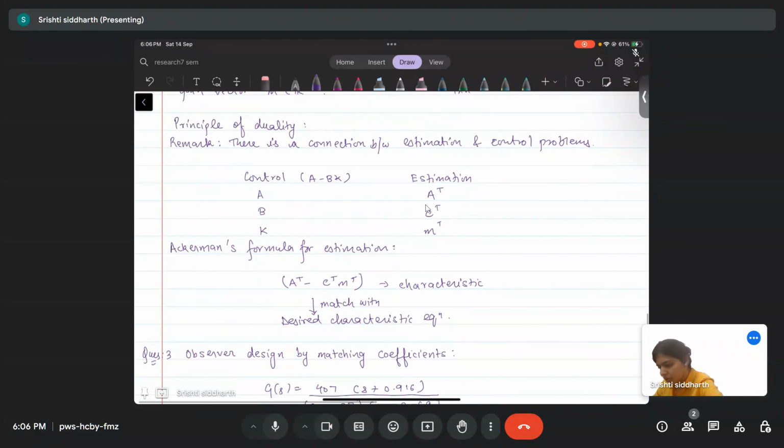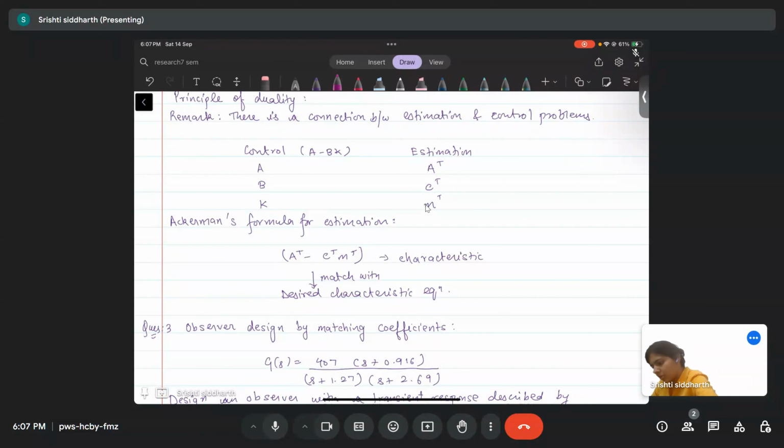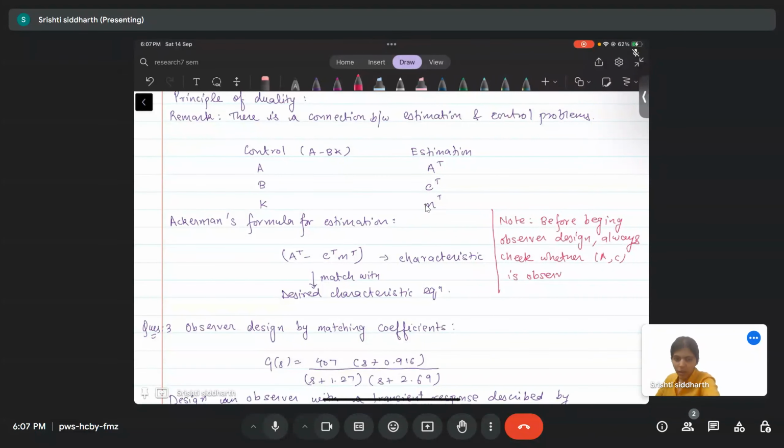So one of the main things to note about observer design: before beginning observer design, always check whether the pair AC is observable. Only then can you go ahead and compute the gain vector.